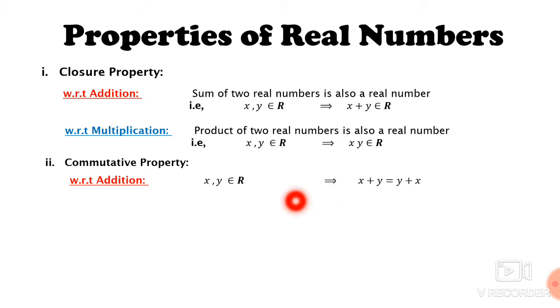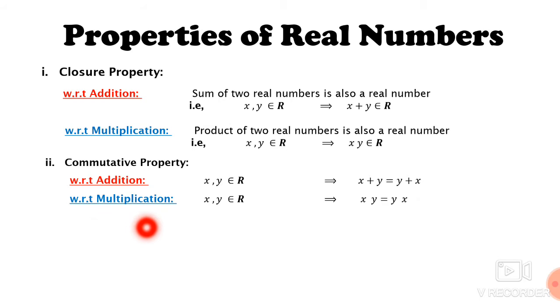You may take any example. For example, 2 and 3, we have chosen two numbers 2 and 3 from the set of real numbers. 2 plus 3 is 5, also 3 plus 2 is 5. So commutative property is verified.